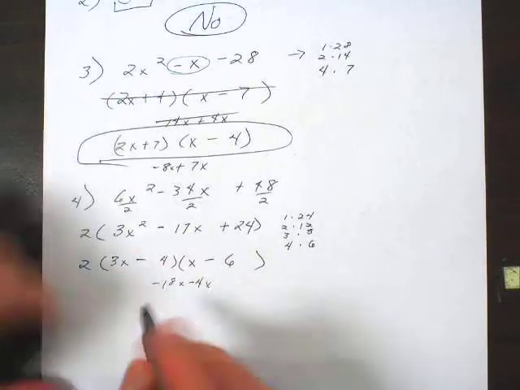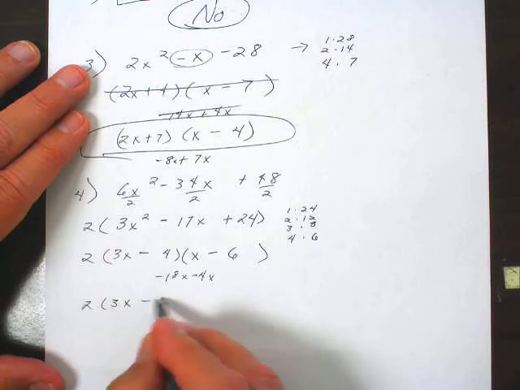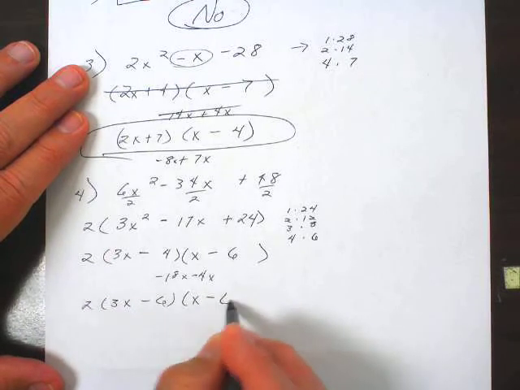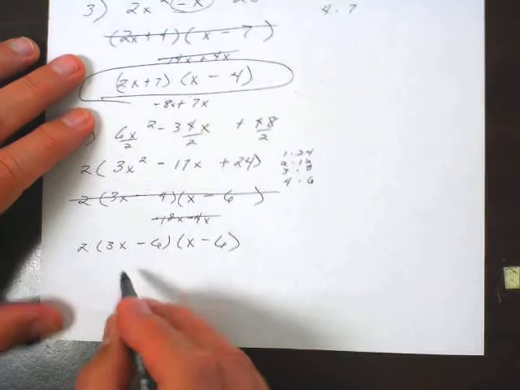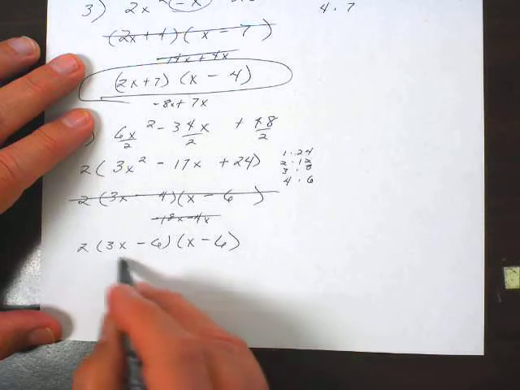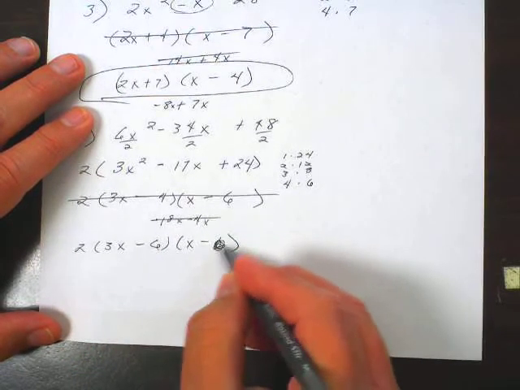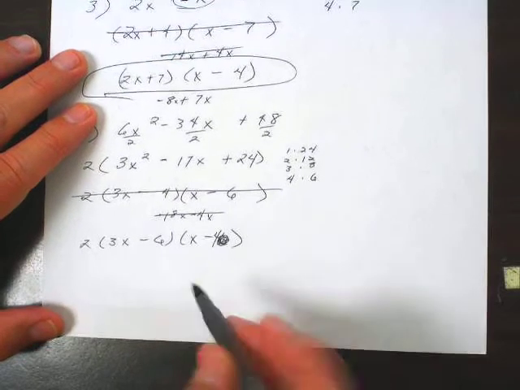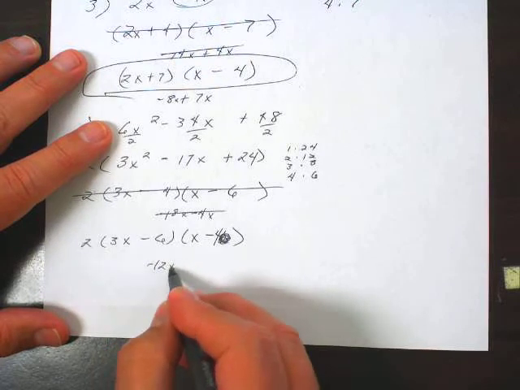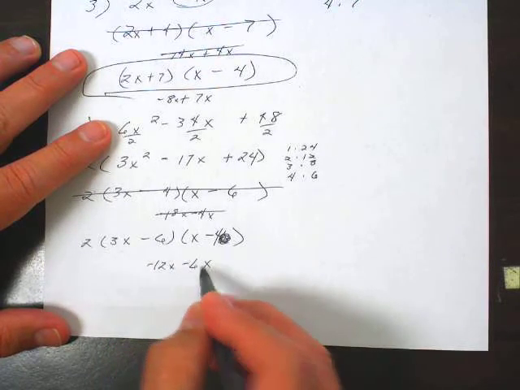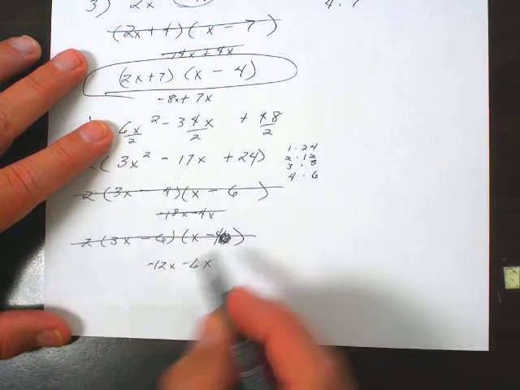No. So let's switch them around. Maybe I just got them backwards. 3x minus 6, x minus 4. Okay, does that work, right? Sorry, 6 here, 4 here. Okay, so this gives me... and does that add up to be negative 17x? That did not work. So 6 and 4 is not the right combination.